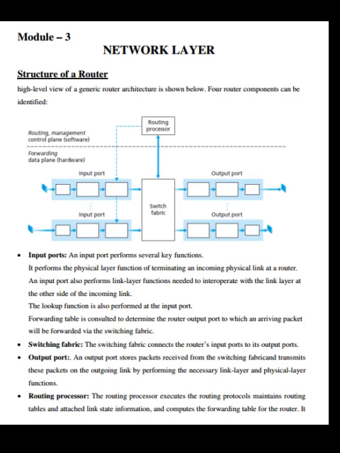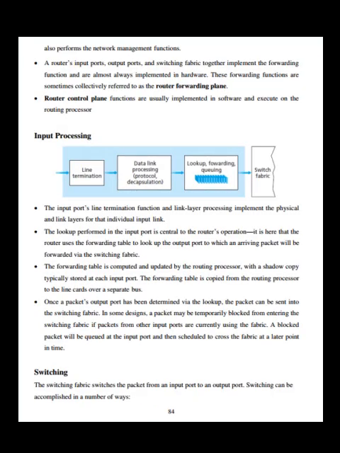An output port stores packets received from the switching fabric and transmits these packets on the outgoing link by performing the necessary link layer and physical layer functions. Routing processor. The routing processor executes the routing protocols, maintains routing tables and attached link state information, and computes the forwarding table for the router. It also performs the network management functions.